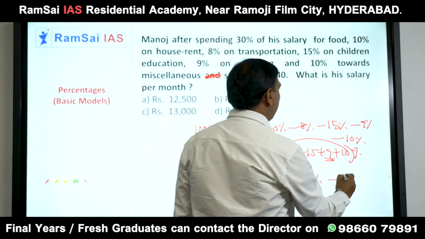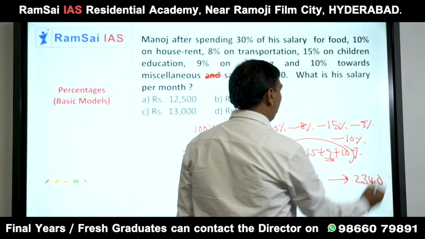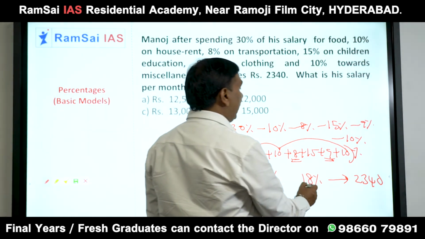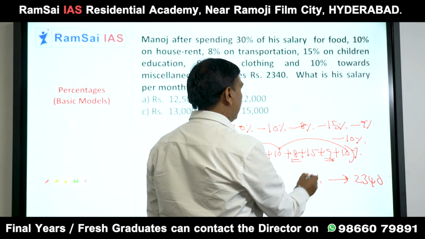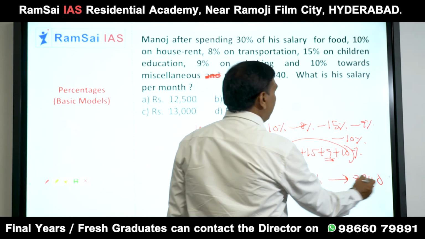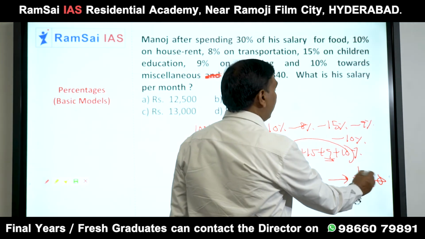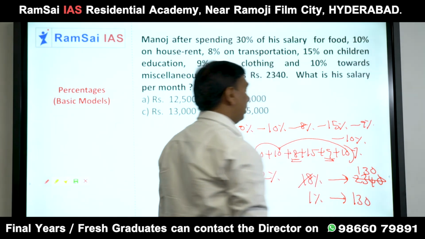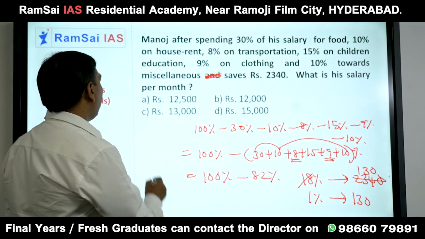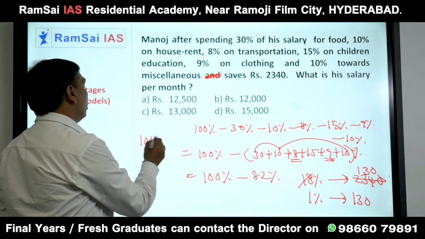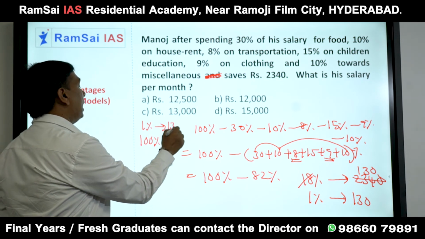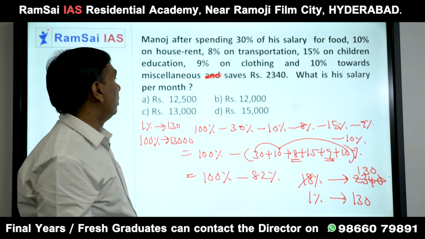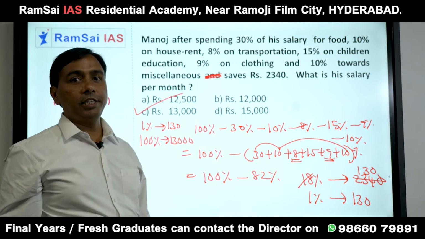He saved 18% in terms of percentage. But what is the amount he saved? 2,340. So now he is asking what is his salary for the month. So 18 percent, can I have the 18 table here? 1% means 18 ones are 18, 54, 18 threes are, so 130. 1% means 130. But what is his salary? In order to have his salary, you need 100%. 1% means 130, 100% means 130 into 100. So 13,000 is his salary.